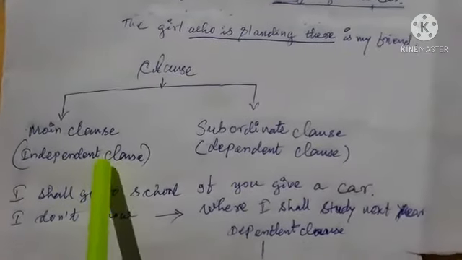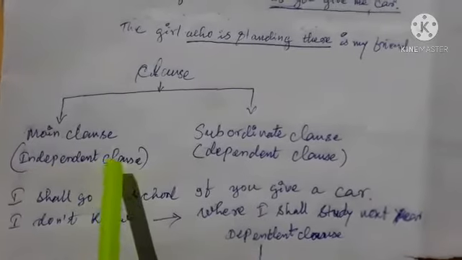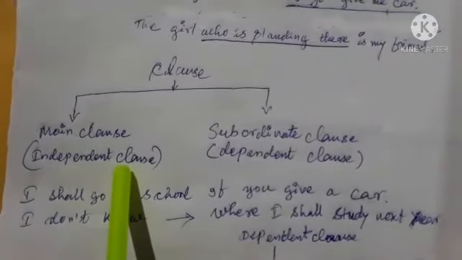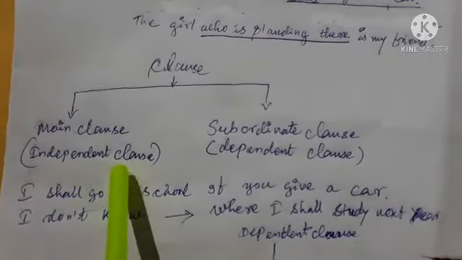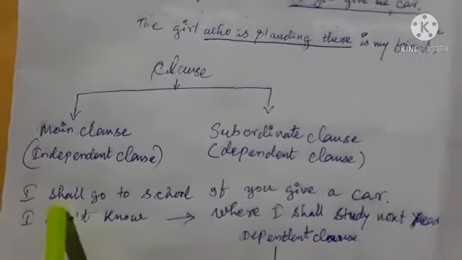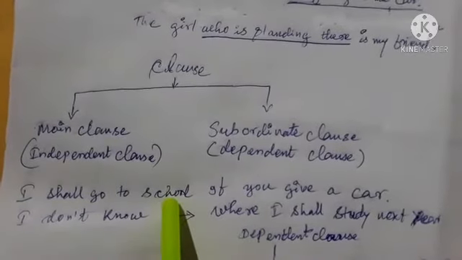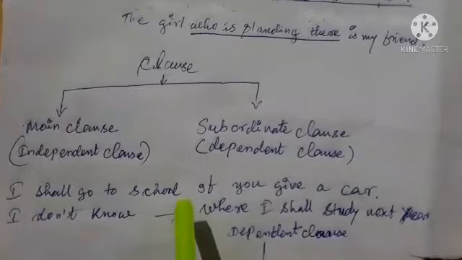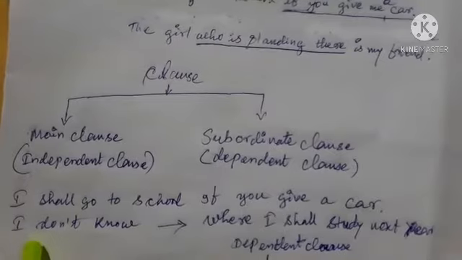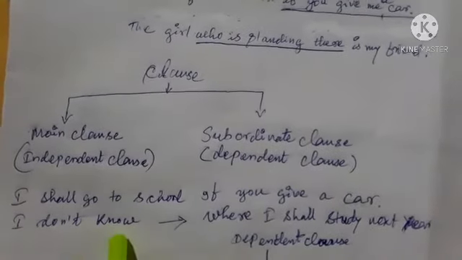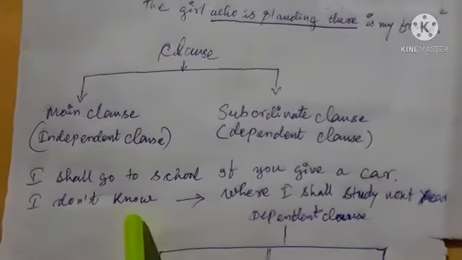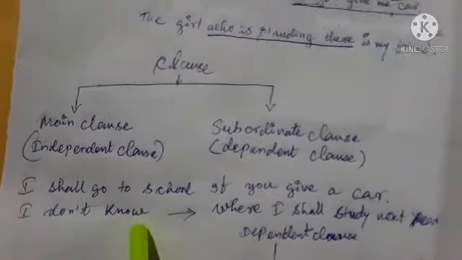Main clause indicates complete meaning by itself. A main clause or independent clause does not depend on other words. It has meaning by itself. For example, I shall go to school. Let us take another example. I don't know. Here, "I don't know" has meaning by itself. It does not depend on any other words.